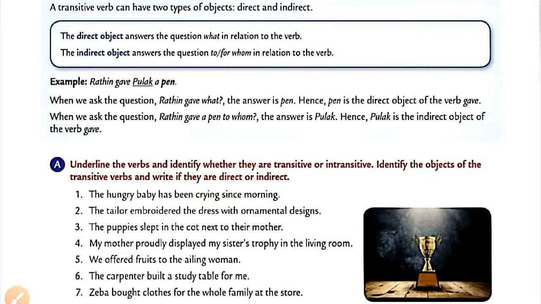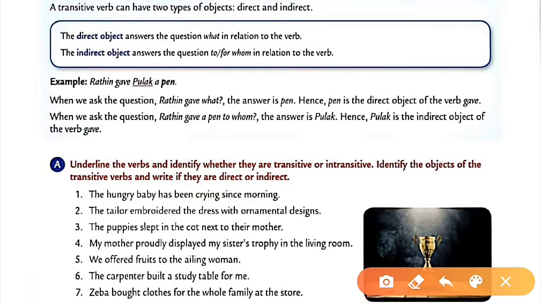A transitive verb can be of two types: first, direct, and second, indirect. A direct object answers the question what in relation to the verb, and an indirect object answers the question to or for whom in relation to the verb. We will explain by taking one example. Rathin gave Pulak a pen.